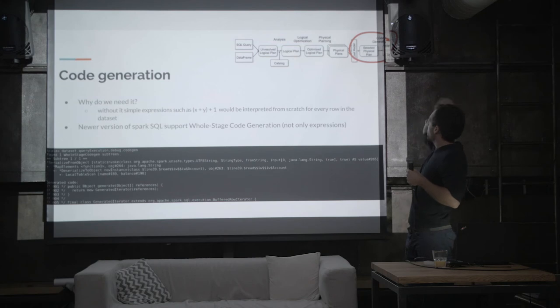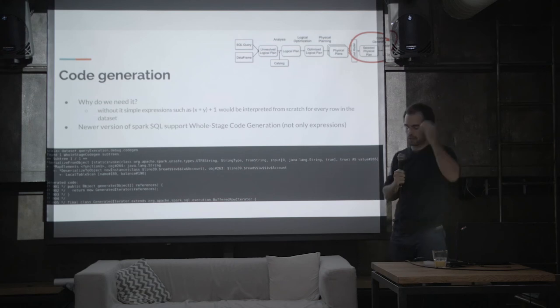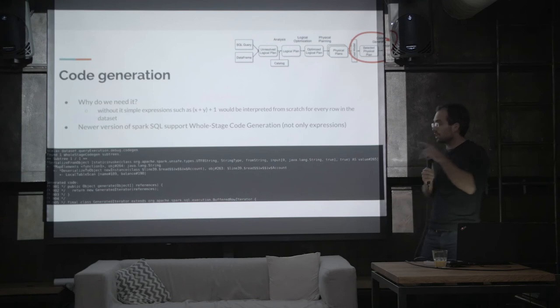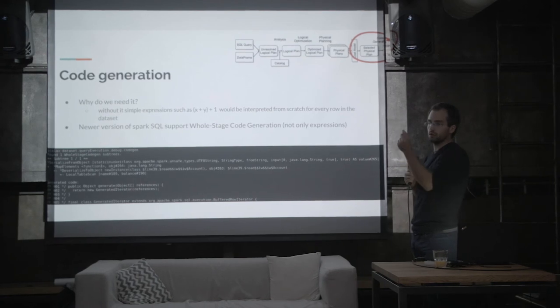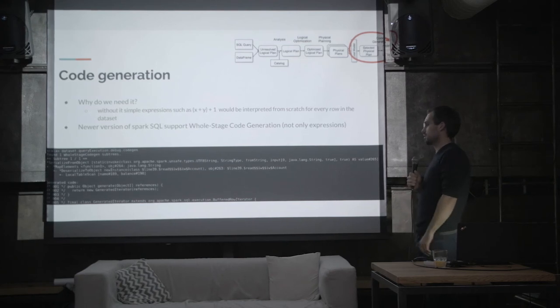So Catalyst, in the last step, based on the physical plan that was chosen, generates the code. You can see this is just a part. This is, I don't know, like 100 lines of generated Java code, so it's not easy to read. Previously, in Spark 1.6, the generation was only for the expression evaluation. Right now, some plans, some subtrees, support whole-stage code generation, so not only the expressions.